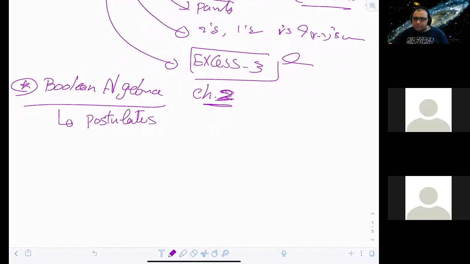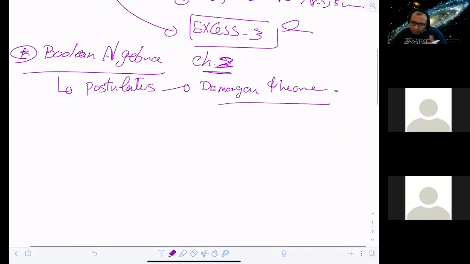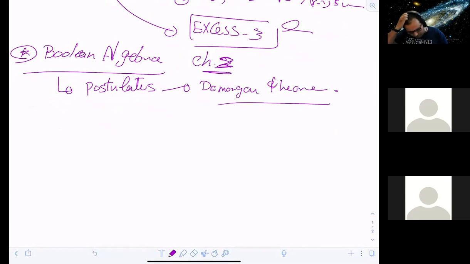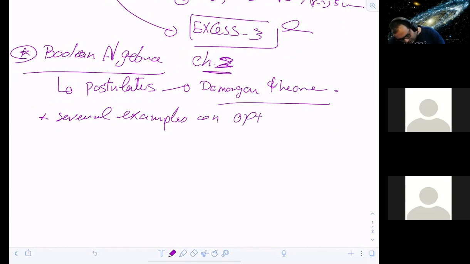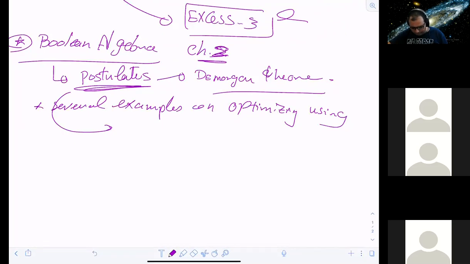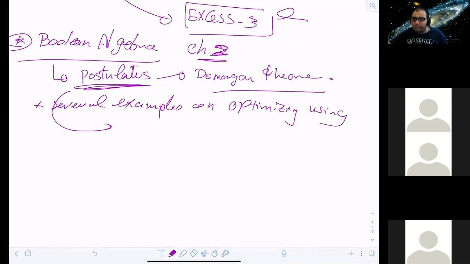postulates for optimizations. And the most famous was De Morgan's theorem, with x ORed with 0, x ORed with 1, x AND with 1, x AND with 0, and so on. Then we have several examples on optimizing using postulates. De Morgan's theorem, okay.